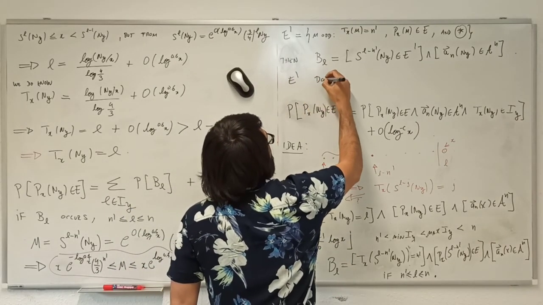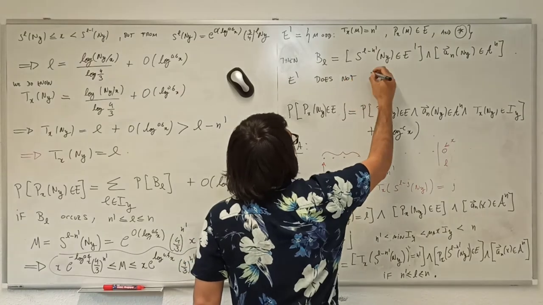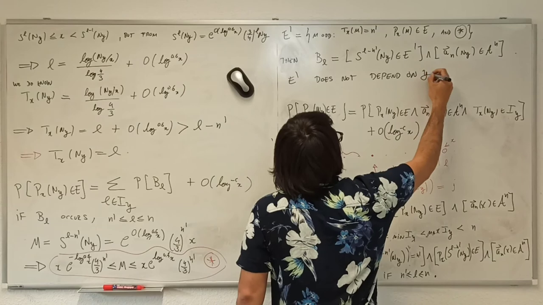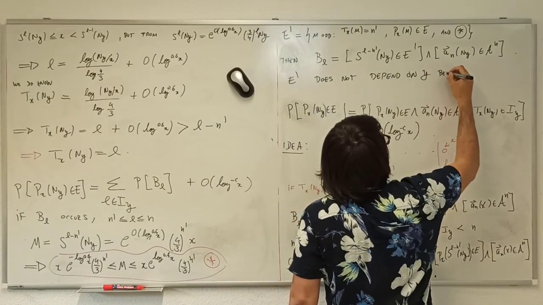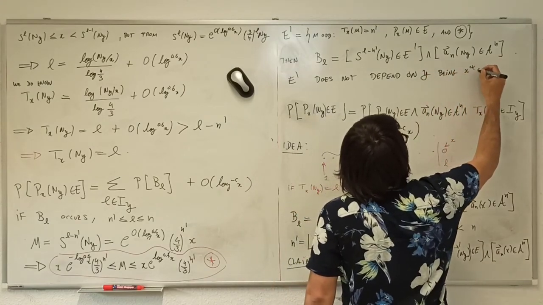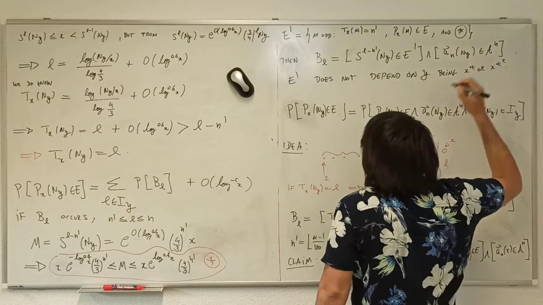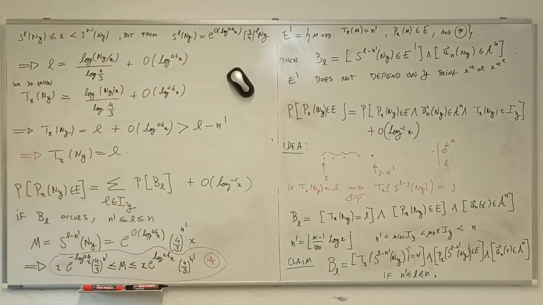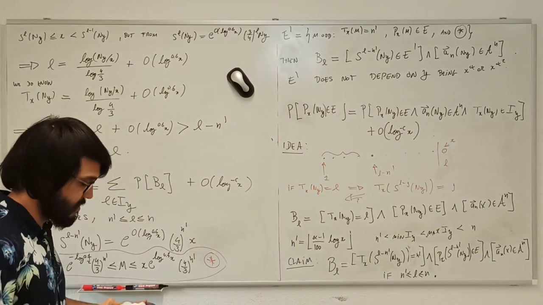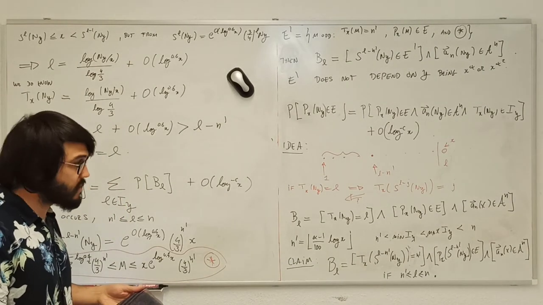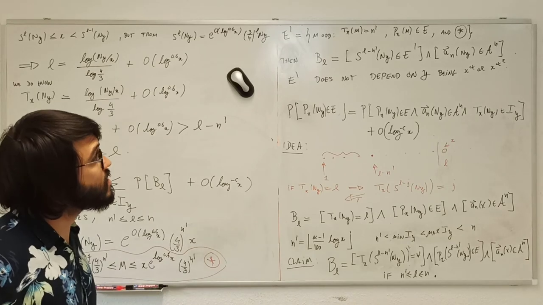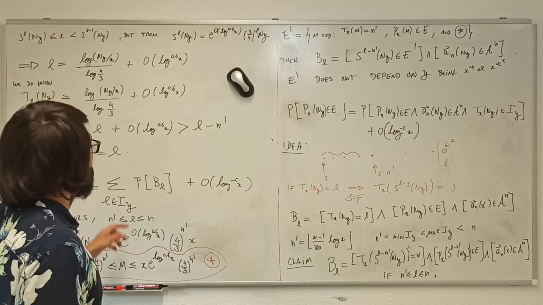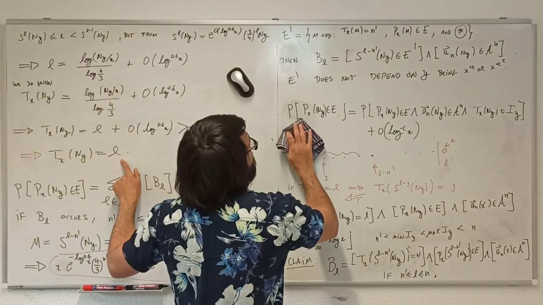E prime does not depend on Y being X alpha or X alpha squared. Okay. So let me maybe erase everything up to this point here.